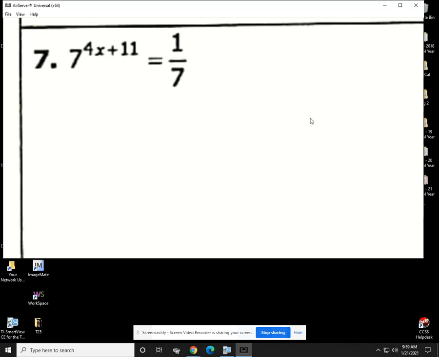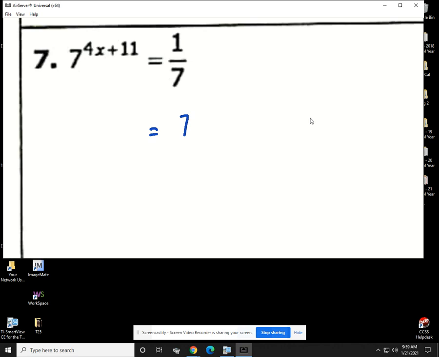This one's got another little challenge to it. The left side has 7 to the 4x plus 11. The right side has 1 over 7. Can I make these have the same base? I can't simplify either side, so I'm at step 2. Can I make these have the same base? Reciprocal. Very good. How can I make 1 over 7 be the base 7? It's all about the reciprocal. What allows me to flip 1 over 7 to make it 7? It's an exponent. What kind of one?